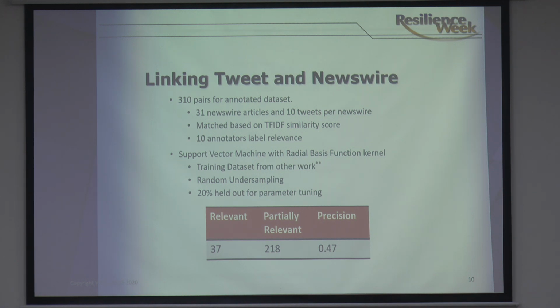Then 10 annotators were used to label the relevance of the tweets to the Newswire articles. They were told to use 3 scores: relevant, partially relevant, and irrelevant. That's how we did it. There were 2 annotators for each pair of Newswire and tweet, and we looked at their scores, and based on averaging and taking the ceiling, we computed a final score.